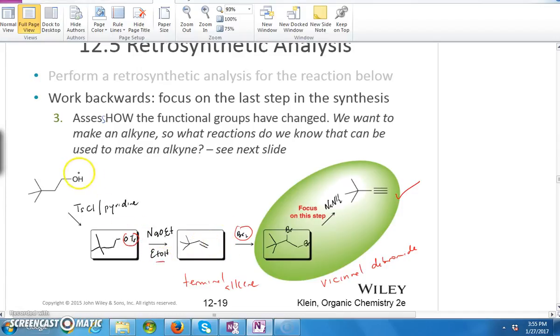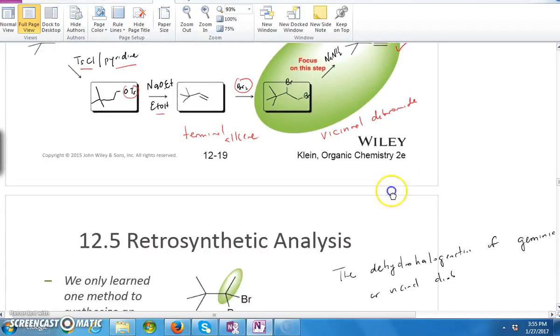And how do you convert the OH to a tosyl group, or tosylate, right? You need tosyl chloride in the presence of pyridine, and that's how you do it. We learned how to do that last semester when we were looking at SN2 reactions. So if you have forgotten, please go and review it.